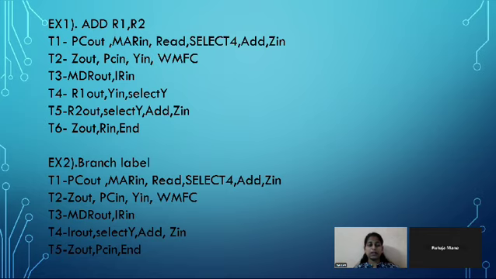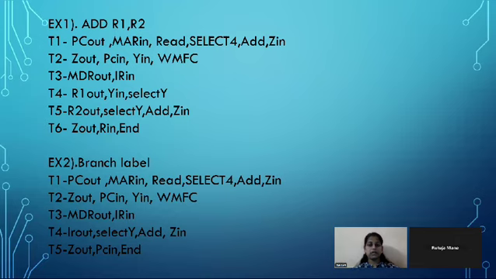So, in T1: PC out, MAR in, read, select 4, add, Z in. The content of the program counter is placed on the bus. The content from the bus is loaded into the memory address register, that is MAR, and the read operation is done here. Select 4 is used to increment the value of PC by 4, and the PC is incremented by 4 in add, and after that Z in, the result is loaded into the temporary register Z.